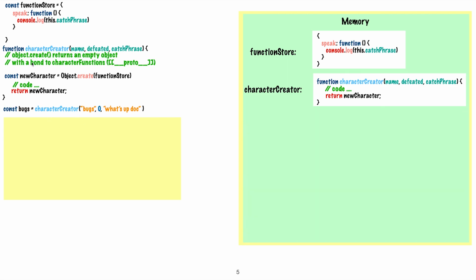Okay, so before we go inside the body of the function and run the code, we need to handle these arguments. So each argument will be associated with its corresponding parameter name, right? Name, defeated, and catchphrase. And this is what it looks like. So to name, we'll assign bugs, right? Defeated will be assigned to value 0, and catchphrase will be what's up, doc. Okay, so now we're ready to go inside the body of the function and run the code.